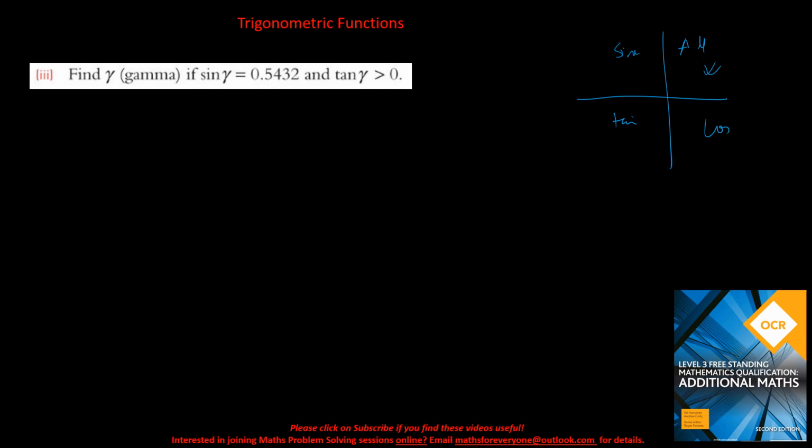So what would be gamma? The principal angle for gamma would be sine inverse of 0.5432. So gamma will be 32.9. Use your scientific calculators to work it out. So it will be 32.9 degrees, and it's going to be in the first quadrant. So this angle is 32.9 degrees. Okay, so hopefully that does it.